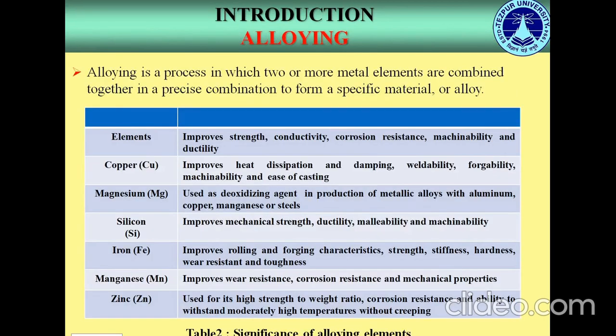Coming to the next slide, here we give an introduction to what alloying actually is. Alloying is a process in which two or more metal elements are combined together in a precise combination to form a specific material or alloy. In this following table, you can see the advantages of using different metals in aluminum alloys. For example, copper in aluminum alloys increases the machinability of the alloy, or iron in aluminum alloys increases the stiffness of the alloy, and therefore the list goes on.